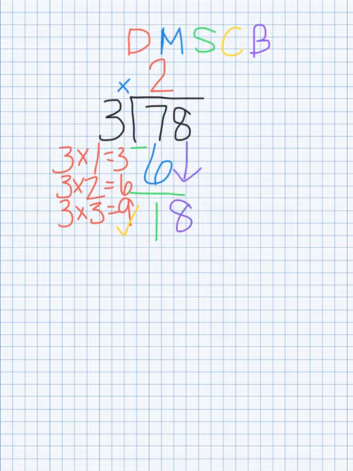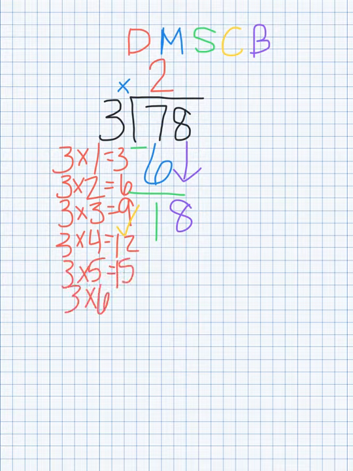And then we start on over. So we go back to dividing. Now we ask ourselves, how many times does 3 go into 18? So it looks like I need to list some more facts here. 3 times 4 equals 12. 3 times 5 equals 15. 3 times 6 equals 18. So it goes in there 6 times.